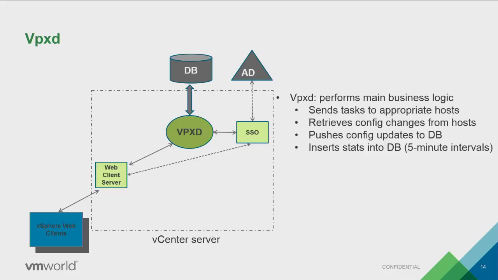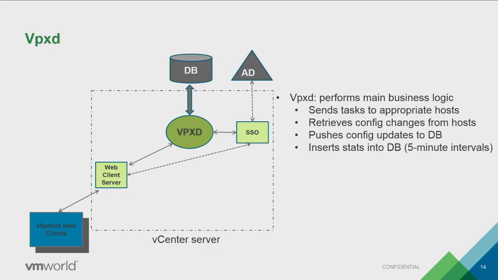So, for example, when you power on a virtual machine, you interact through the web client. The web client service talks to VPXD, and it says, I want to power on this VM. VPXD is responsible for finding the host where the VM is located, telling it to power on the VM. Once the VM is powered on, the host comes back and tells VPXD, okay, I'm done. And VPXD takes the changes that have occurred because of that power on, and it pushes them into the database.